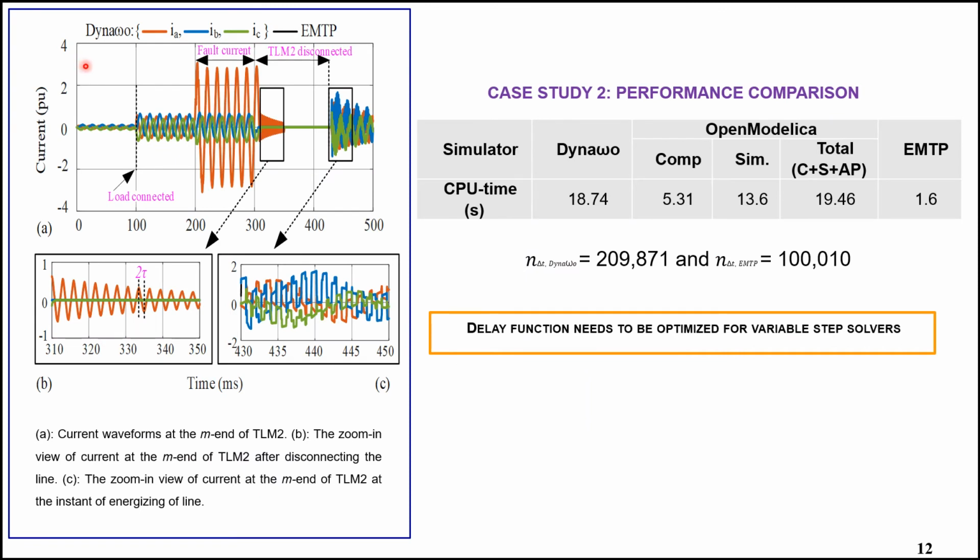This slide shows the current graphs at the M end of the TLM2 obtained by Dynaωo and EMTP for phases A, B, and C. Here we can see the close-up views of these two intervals. We can see an excellent agreement between the results. On the right side, we can see the performance comparison between simulators Dynaωo, OpenModelica, and EMTP. The Dynaωo performance is close to OpenModelica, but better, but has a great gap with EMTP.